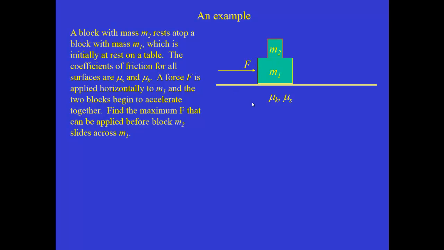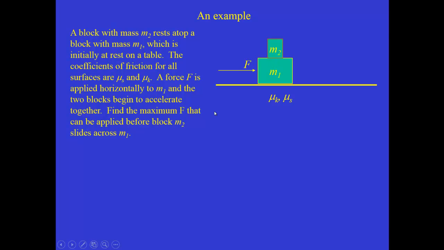Now, how much horizontal force can we exert on M1 before block M2 begins to slide across M1? And I think you can kind of imagine how this situation could arise. If you use a small applied force, then M1 and M2 will move together, but if you push too hard, then M1 will move to the right and M2 will slide backwards against M1, and they won't move together with exactly the same acceleration.